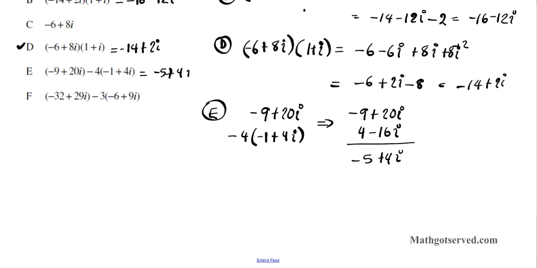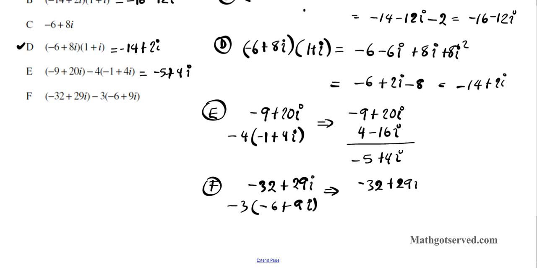So last but not least, we have option F. So that is also a difference problem, so I'm going to do it vertically. Negative 32 plus 29i minus 3 times negative 6 plus 9i. All right, we have to do the distribution here again. So we have negative 32 plus 29i. Distribute negative 3 here, we're going to have positive 18, and then if you distribute negative 3 here, we're going to have minus 27i. All right, and then we'll just combine downwards.